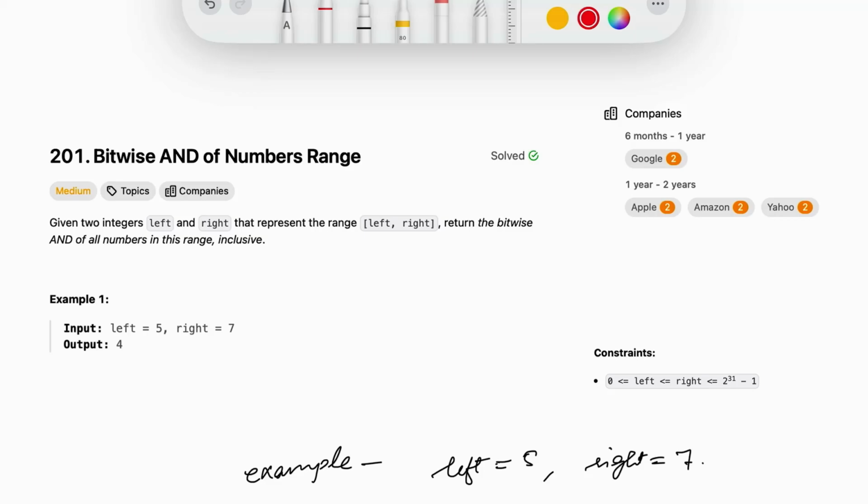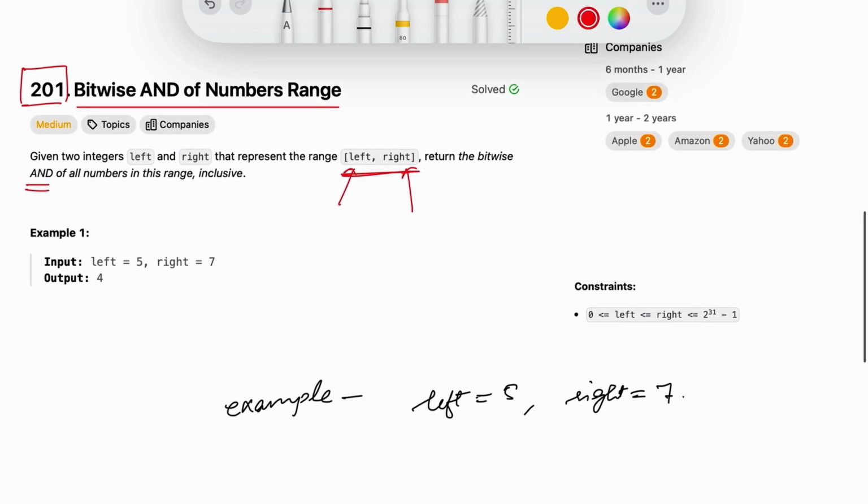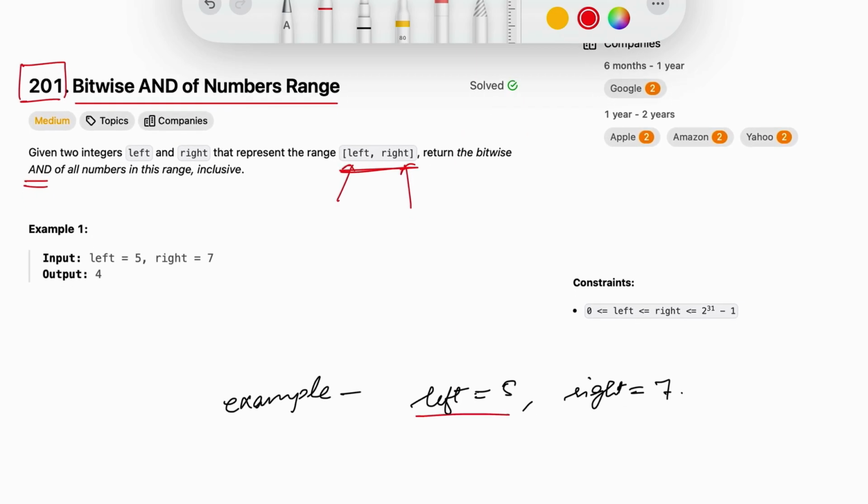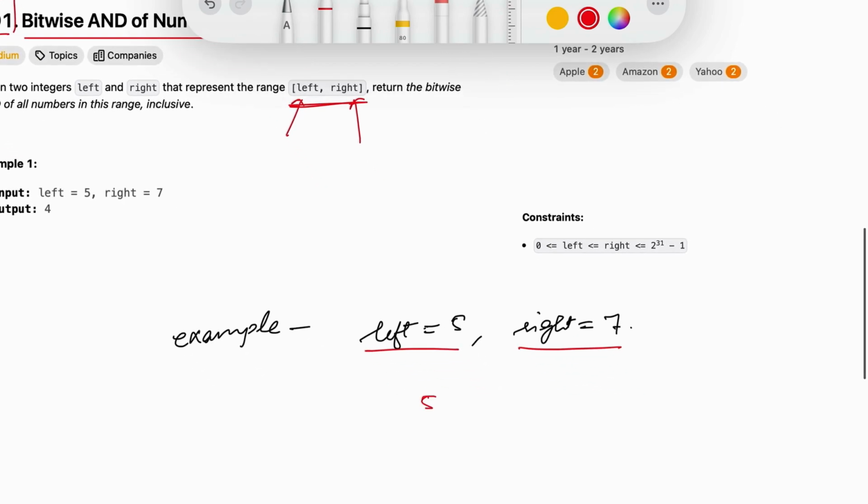Hey everyone, today we'll be solving LeetCode problem number 201, Bitwise AND of Numbers Range. In this problem, we are given a number range from left to right inclusively. What we have to do is take the AND of all the numbers in this range. Let's say in an example we are given the range from left to right as 5 to 7. So we have to take the AND of all the numbers in this range and return the result.